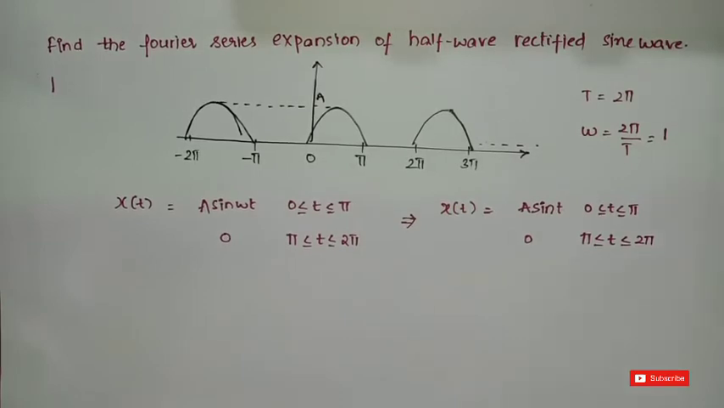Now we need to find out the Fourier series expansion. For this, we have to know the values of the trigonometric coefficients. They are nothing but a0, an and bn. First of all, we need to find out the values of a0, an and bn. First, let us calculate the value of a0.